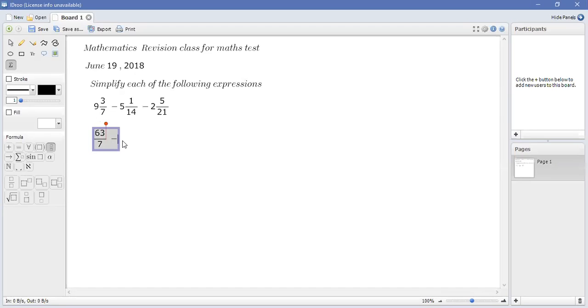Continue, so you now do the second part. So, 5 times 14, or 14 times 5, plus the one on top, gives 71 over 14. 71 over 14.